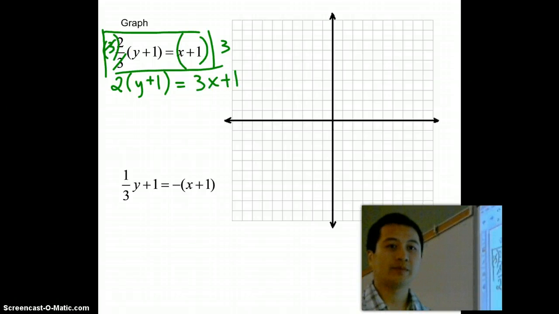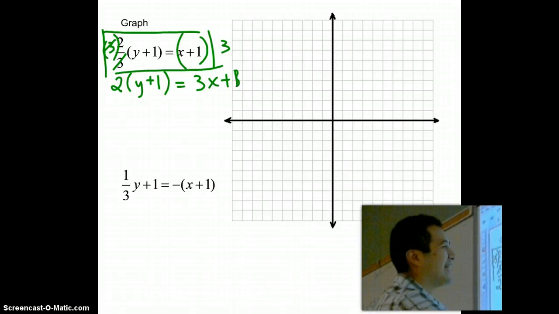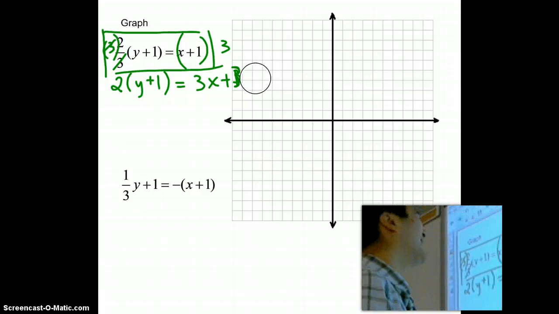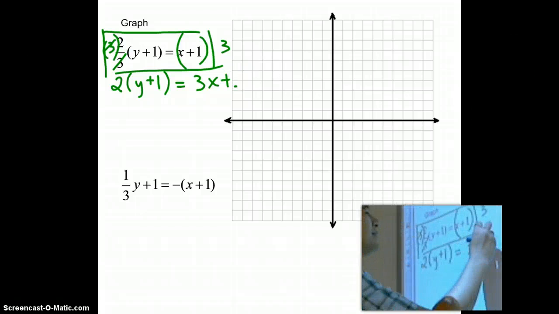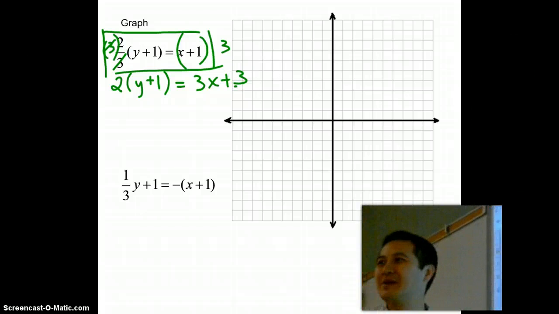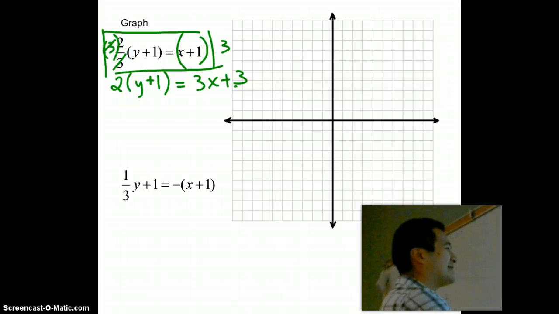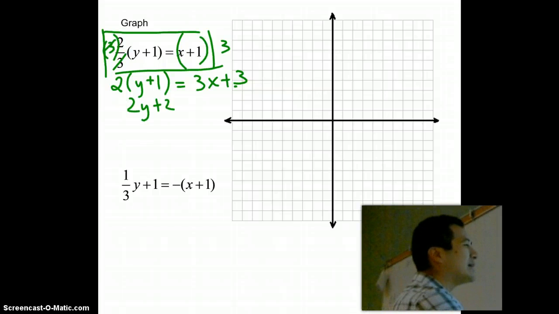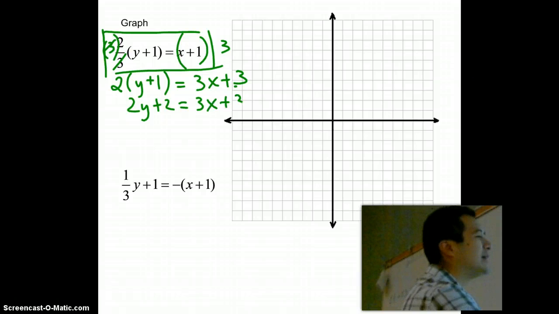Very good. Yes, plus 3. Good job. You're making me nervous. That's the ugly. No, I'm just kidding. All right. Plus 3. Good. I don't know how many other mistakes I made. Distribute this. This becomes 2y plus 2 equals 3x plus 3.